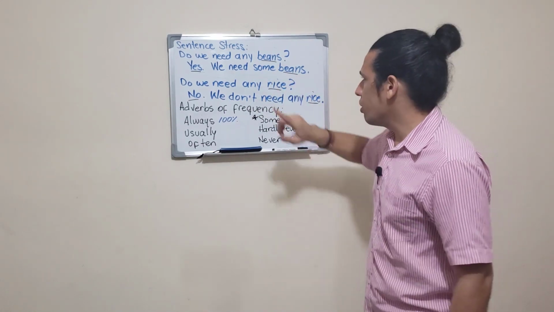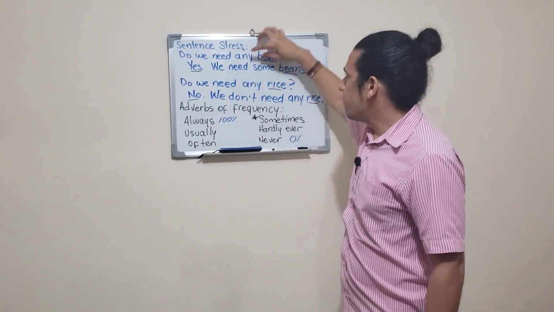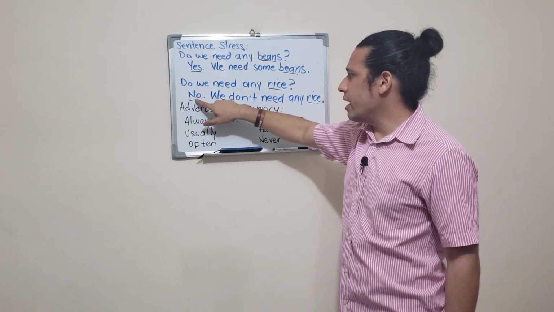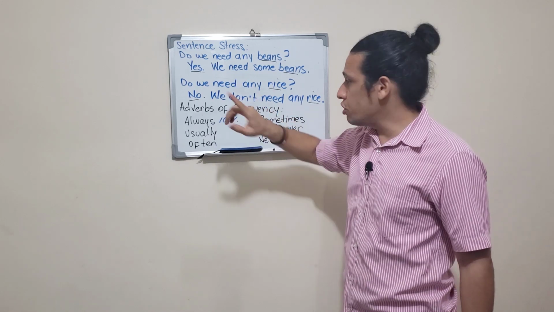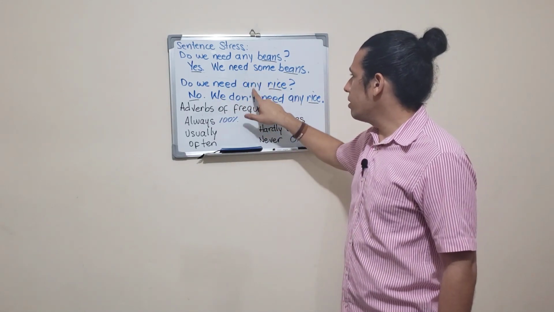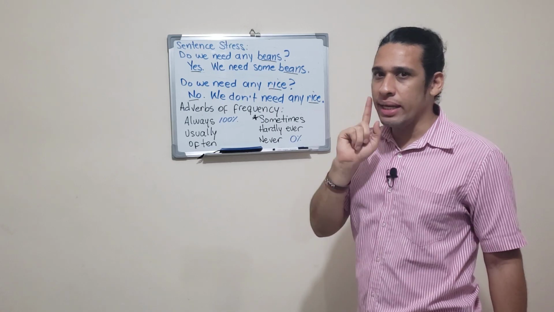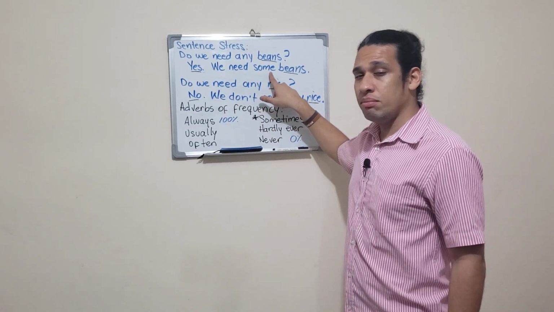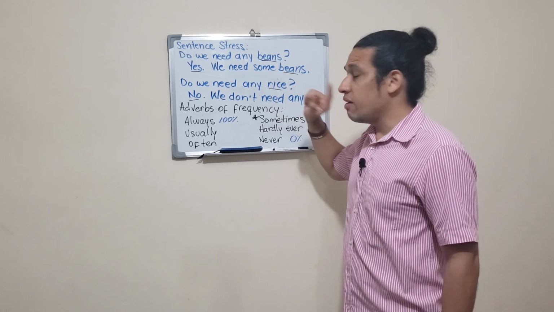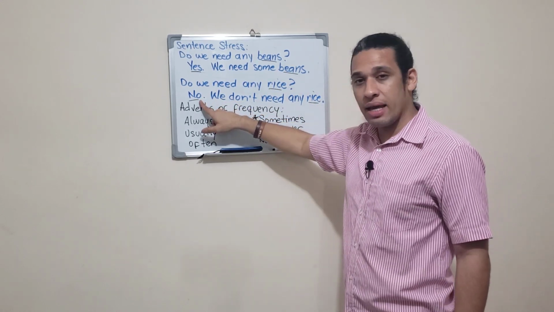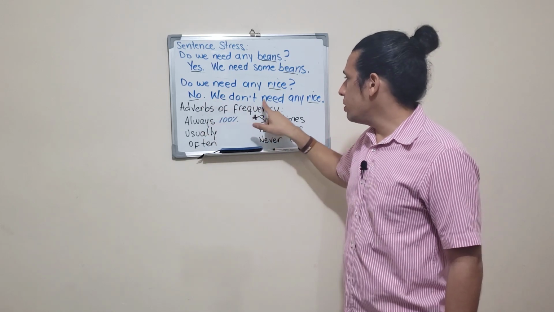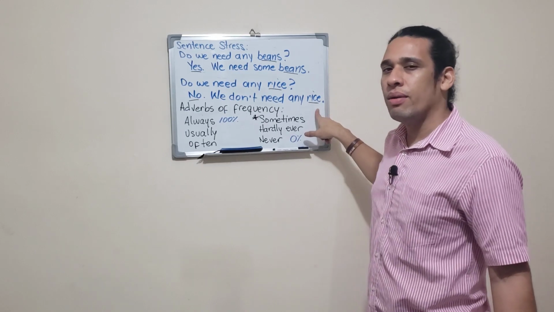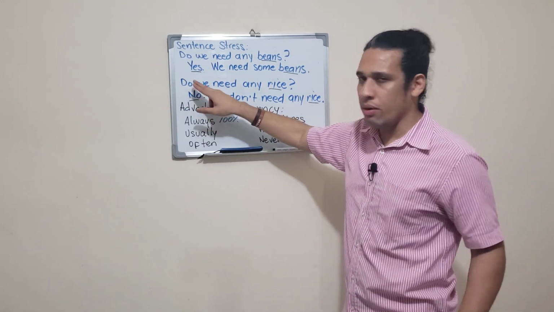Now, pay attention here. We use any for questions, no matter if they're positive or negative. Pay attention here to how you say any. But for the answers, if the answer is positive, we need some beans. If the answer is negative, like in this case, no, we don't need, you say any. In this case, rice.